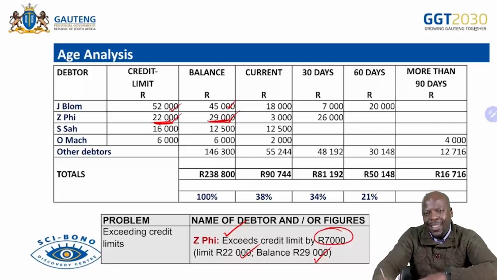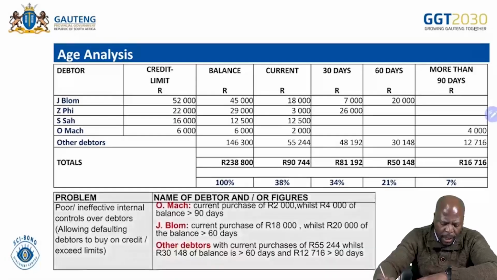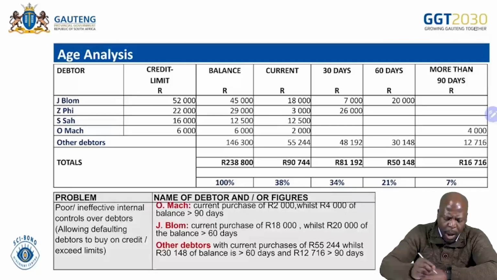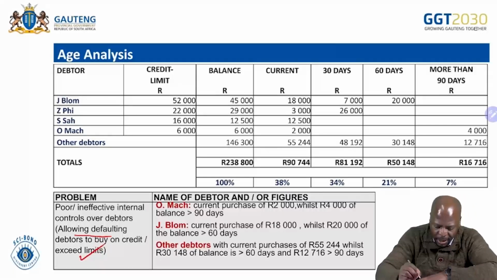Because remember the person that is responsible for managing this? Yes, the debtors clerk. All right. Let's look at another problem again. There is poor or ineffective internal controls over debtors. Why would we say that? Because we're allowing defaulting debtors to buy on credit, yet they've exceeded their limit. Okay? Do you still remember which debtor had exceeded his limit?